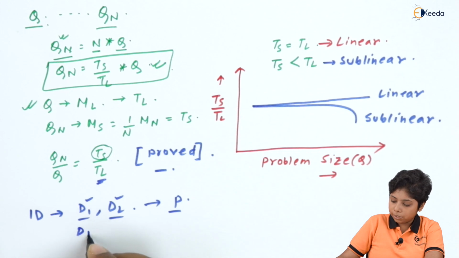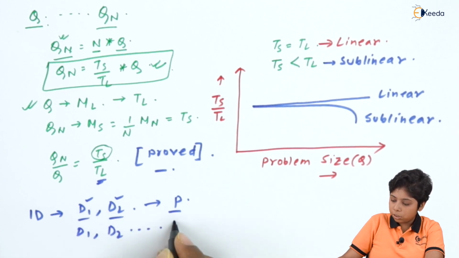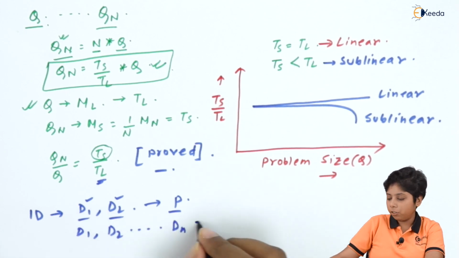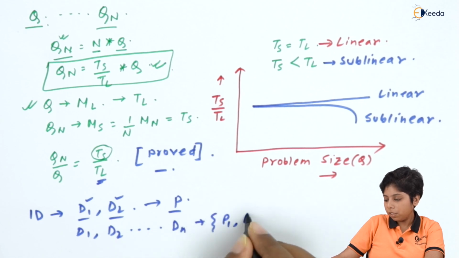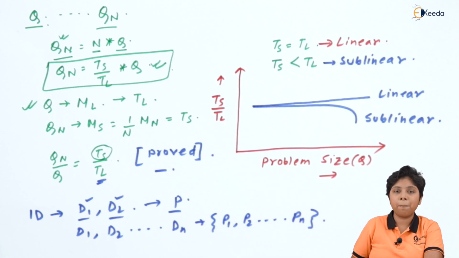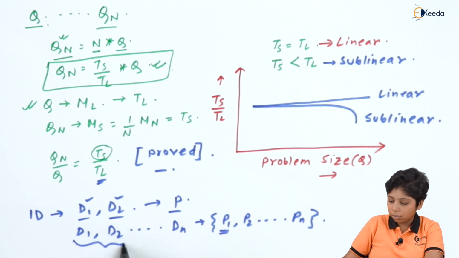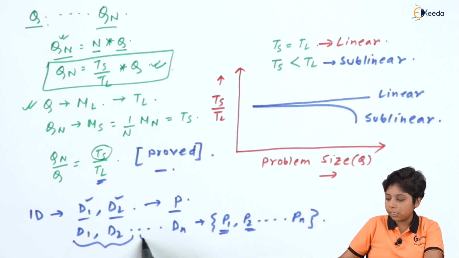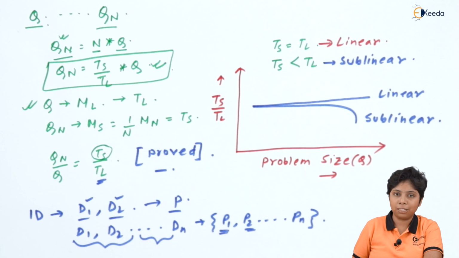But if we have D1, D2 to Dn, which is divided across processors P1, P2 to Pn, that means we now have a parallel system. Each of the processors will get a batch of these databases. That means one processor will get, say, D1 to D3, and P2 will get D4 to D6. This way, it will take a lesser number of processors for a larger number of databases.